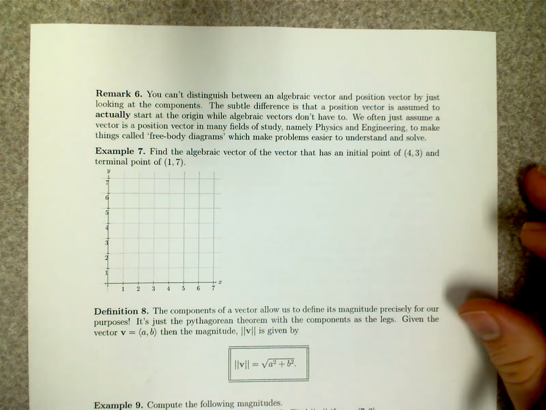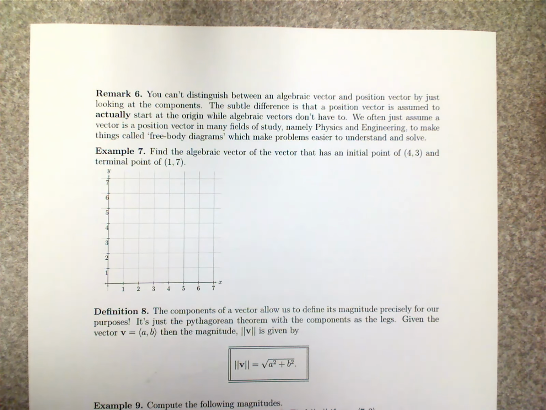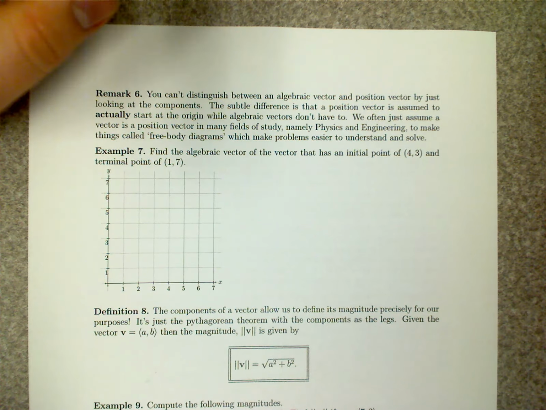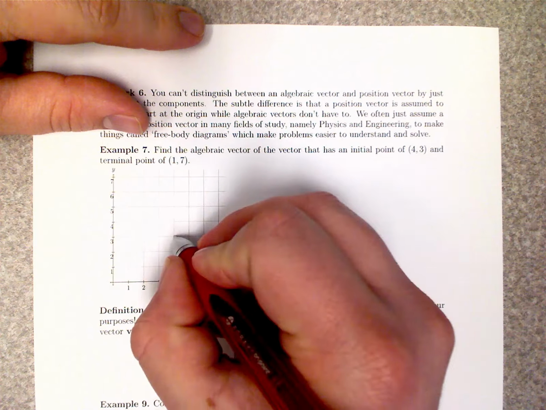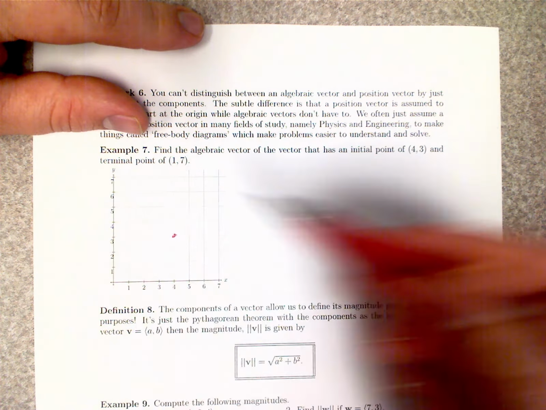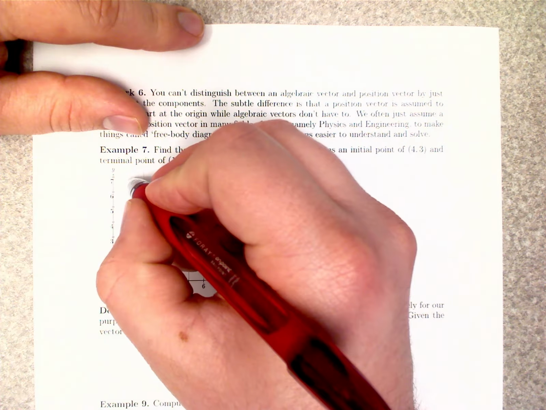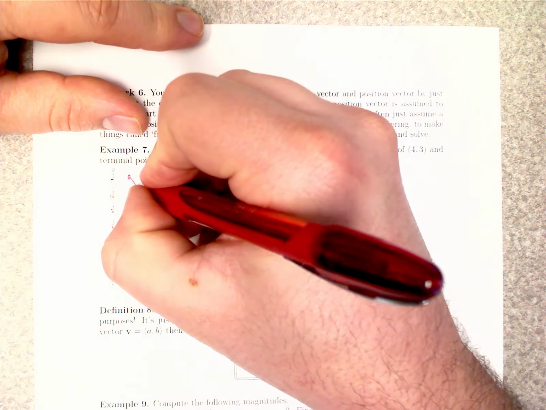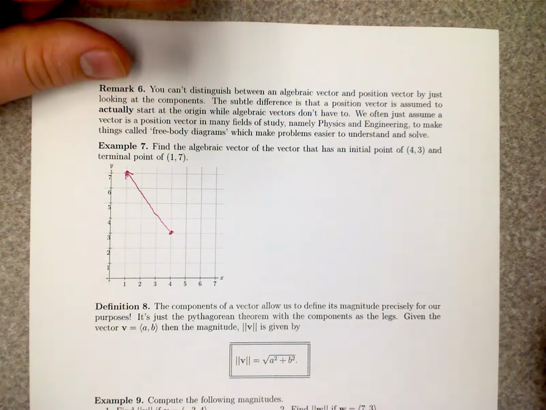But let's actually go through and find an algebraic vector that has an initial point of 4, 3 and a terminal point of 1, 7. So 4, 3, that's the initial point. And then a terminal point of 1, 7. So all the way up here. So that's the vector geometrically.